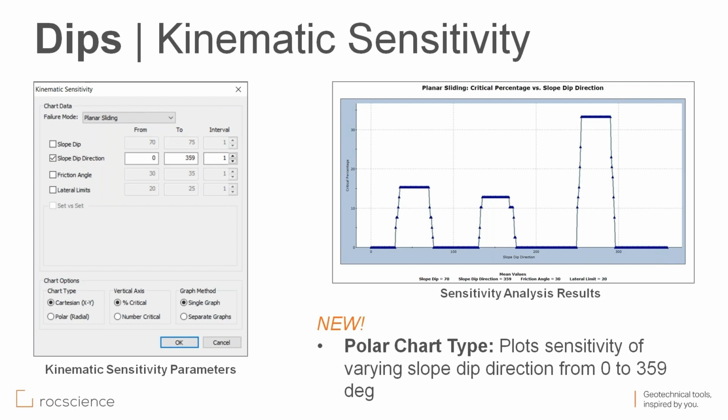The newly added polar chart type is also included in the latest version of DIPS. You can now plot your graph in a polar chart along with the traditional Cartesian chart. It is only available for the slope dip direction variable, and if you select the polar chart type option, all the other variables will be disabled.